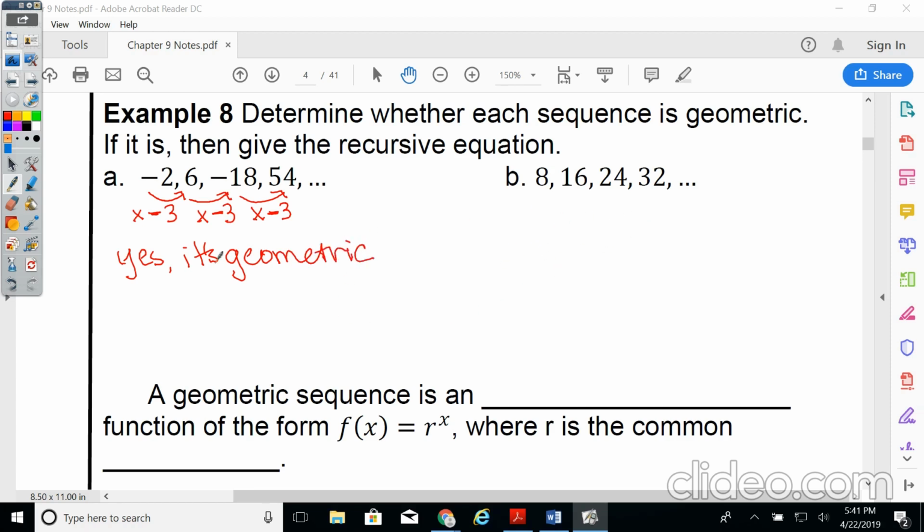And let's say yes or no over here first, and then we'll come back and write the recursive. So going from one to the other, here I would multiply by 2 to get 8 to 16. And then from here to here, I know it's not 2, because 16 times 2 would be 32. But to figure out the exact number, you just divide. 24 divided by 16 is 1.5. So right there, since those are not the same, we would say that this one's not geometric.